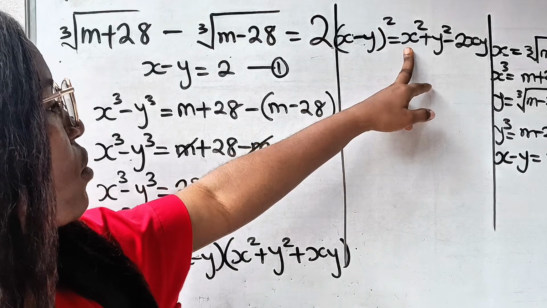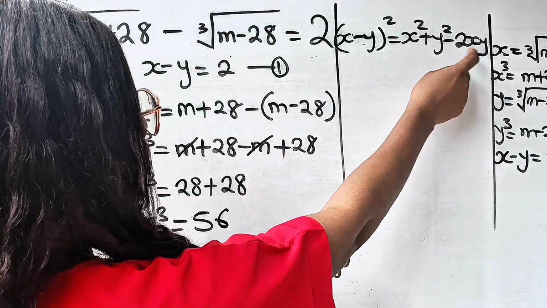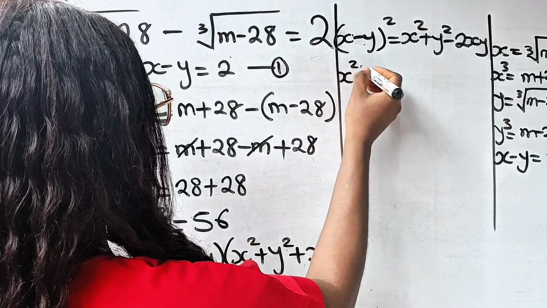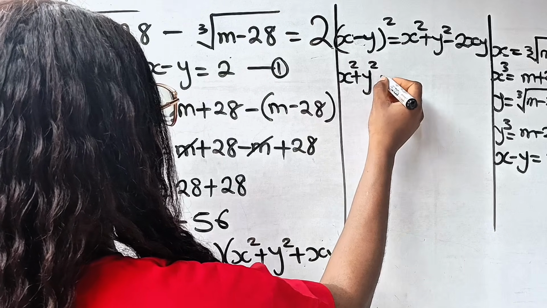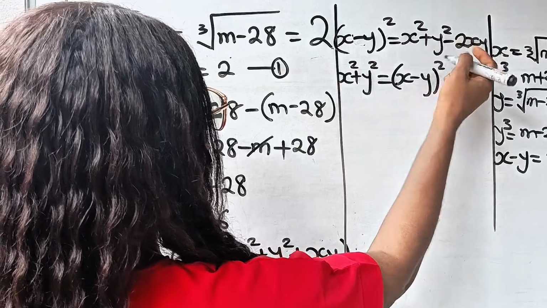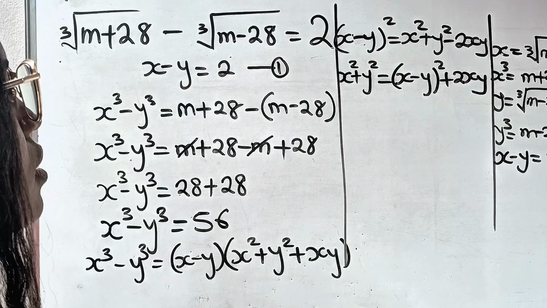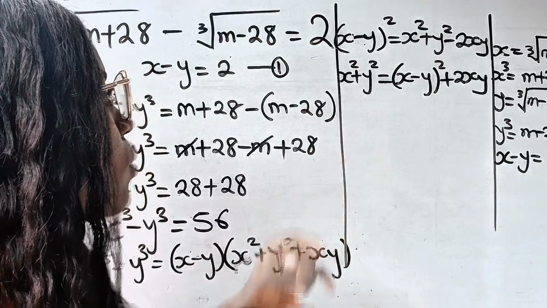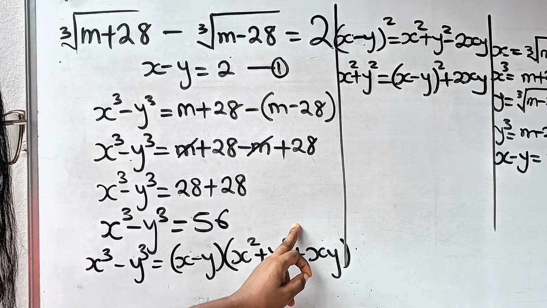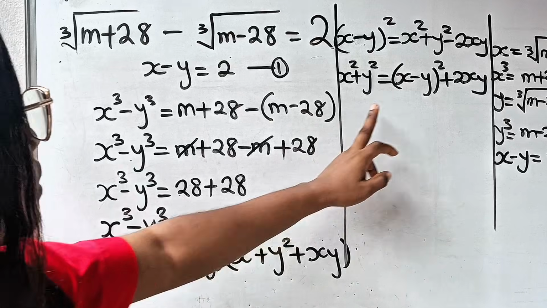Now, that means if we make x squared plus y squared the subject of the formula, we just need to transfer this minus 2xy to this side, right? So we can say that x squared plus y squared is equal to (x minus y) all squared plus 2xy. All right. Now, if we move forward, that means that we can replace the whole of this x squared plus y squared with just the whole of this.